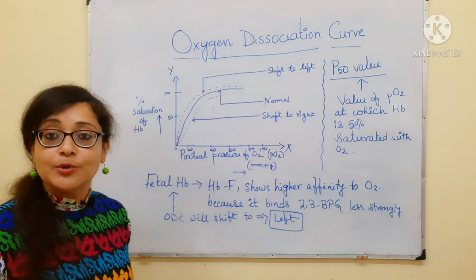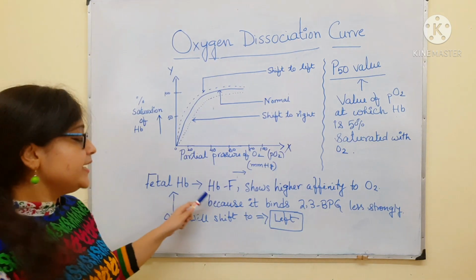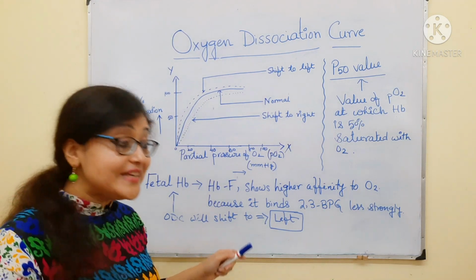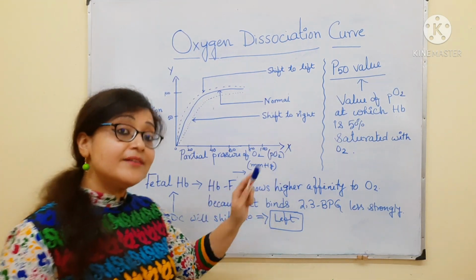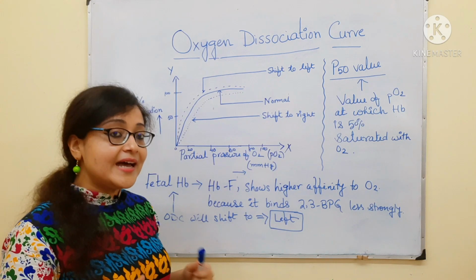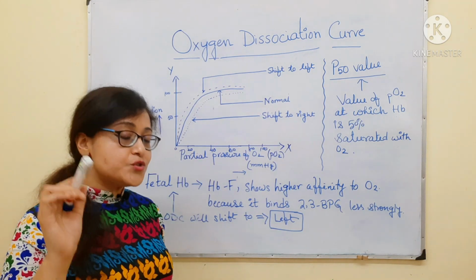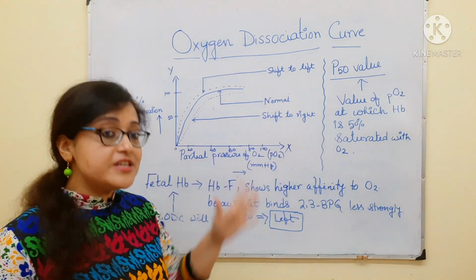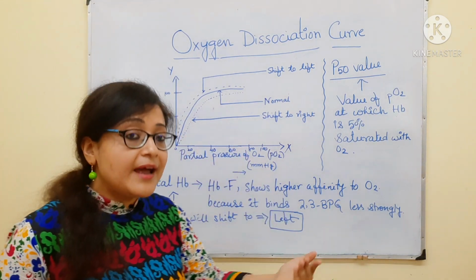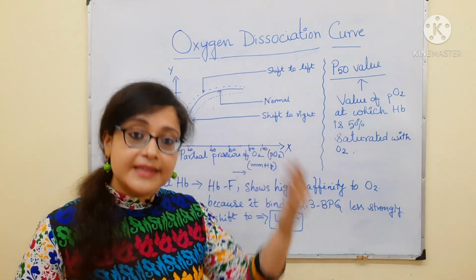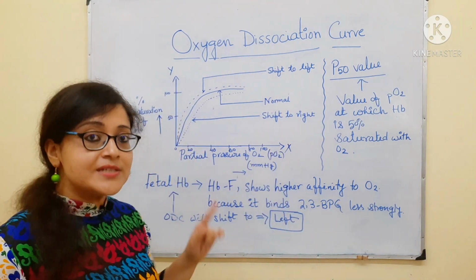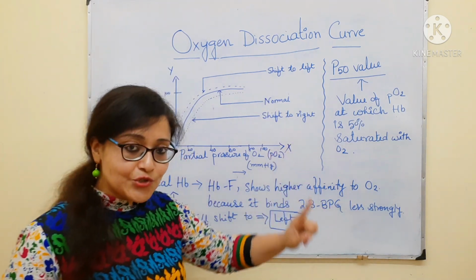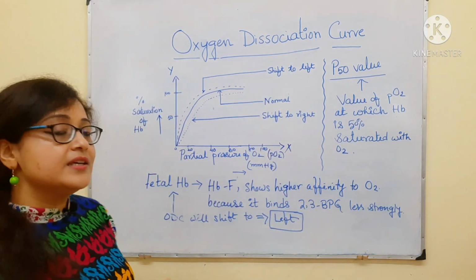First one is fetal hemoglobin. In short, we may also write it as HbF, where F stands for fetal. It shows higher affinity to oxygen than adult hemoglobin. Okay, you need to memorize this because this is important for exam. Like hemoglobin F or fetal hemoglobin shows higher affinity towards oxygen than adult hemoglobin because it binds 2,3-bisphosphoglycerate less strongly. This is very important.